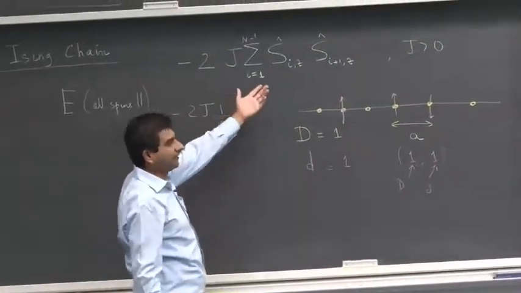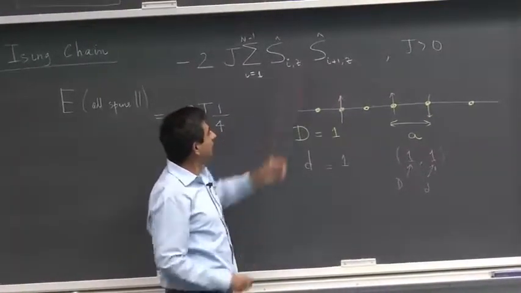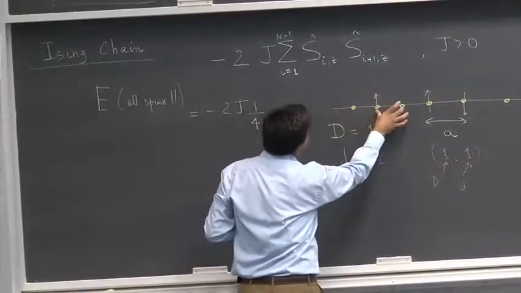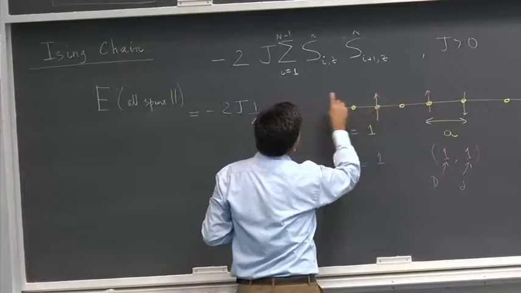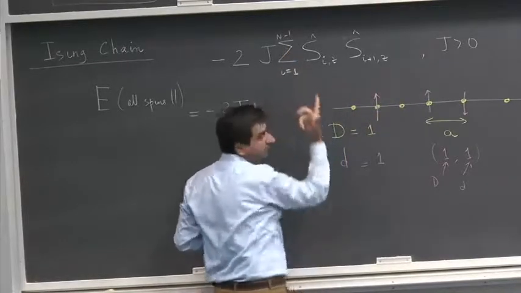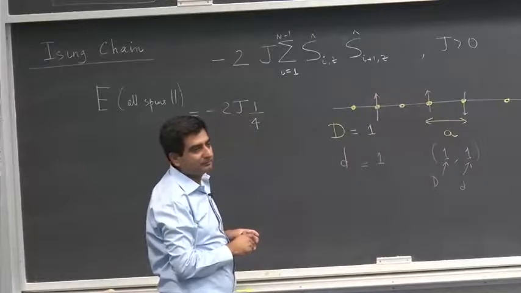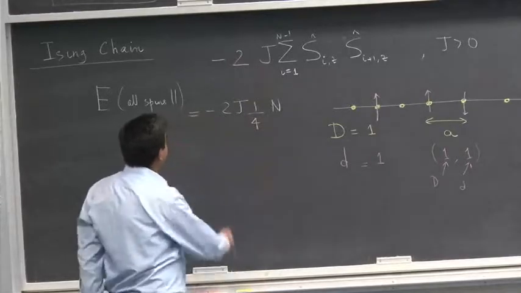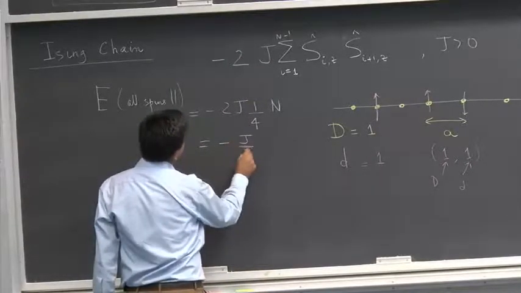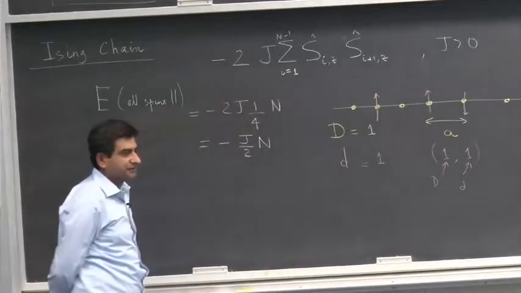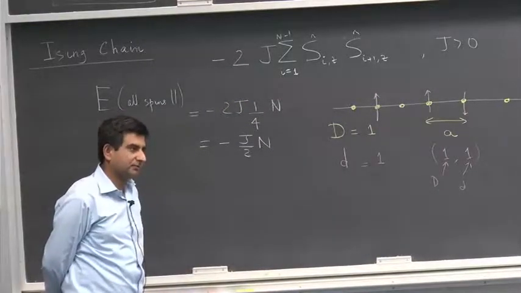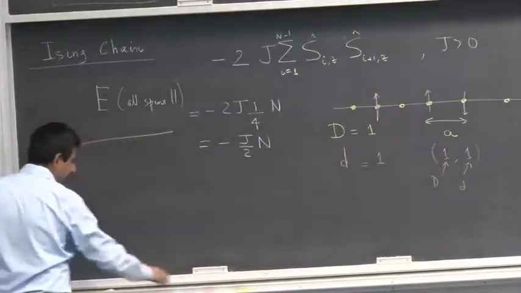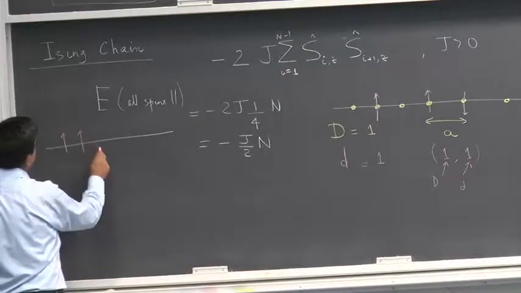And how many pairs do we have? This is an interaction between the first and the second. Then we have the interaction between the second and the third. So our i goes from 1 to n minus 1. Okay, so if n is large, I call this n. So I get minus J over 2 times n. This is the energy of the system. Now suppose I have the same system. Now this is the energy of all spins being parallel. Up or down, it doesn't matter.